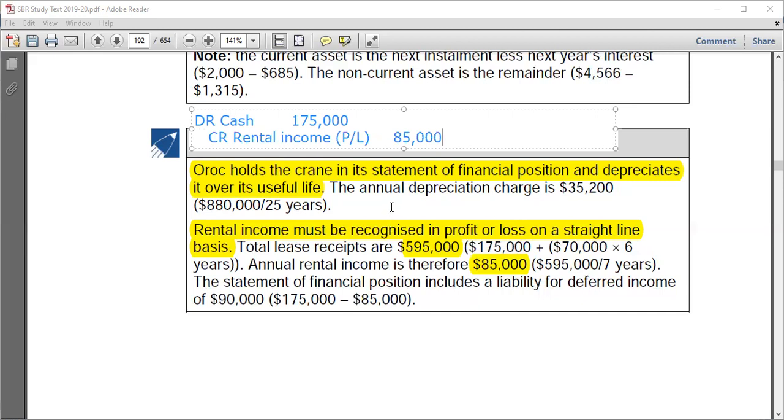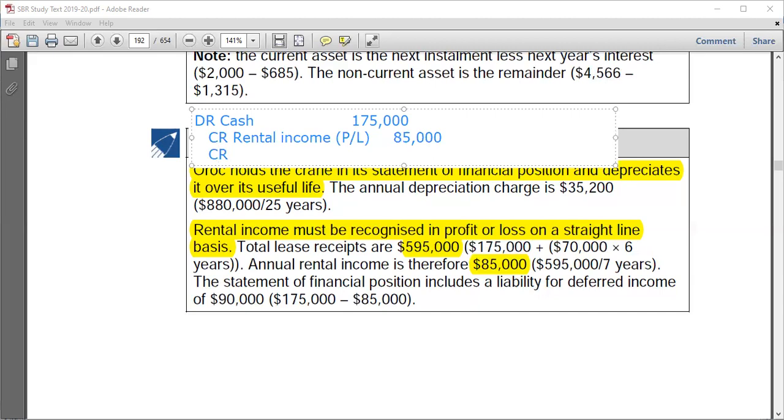Now just ask yourself, what remains here? Why are these not balancing? It's that easy. You just find out that the credit balance actually still owed something. So you have to credit here by the remaining balance, which will be actually 90, right? 175 minus 85 is 90.